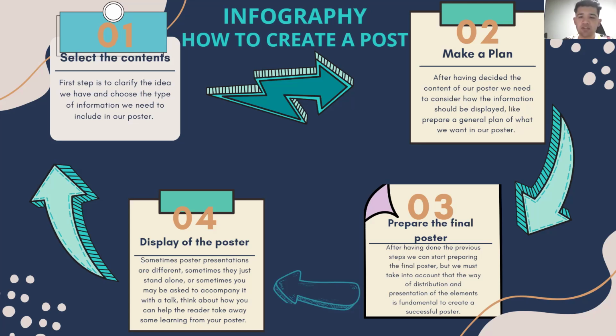The second step is make a plan. After having decided the content of our poster, we need to consider how the information should be displayed, like preparing a plan of what we want to post, okay? Then the third step is prepare the final poster. After having done the previous step, we can start preparing the final poster, but we must take into account the way of distribution and the presentation of the elements is fundamental to create a successful poster. So we could bring the attention and keep the attention of the readers.